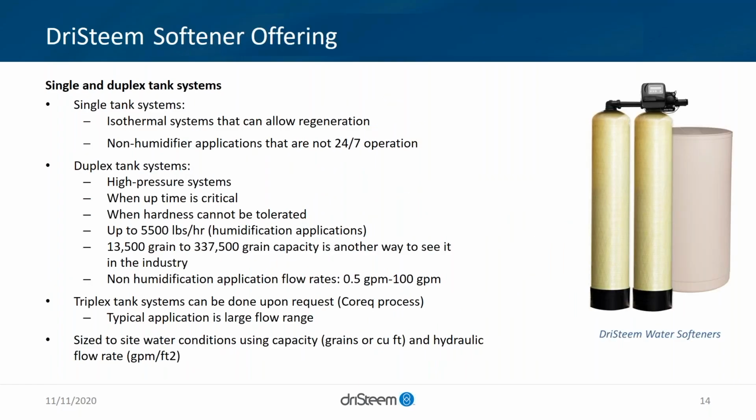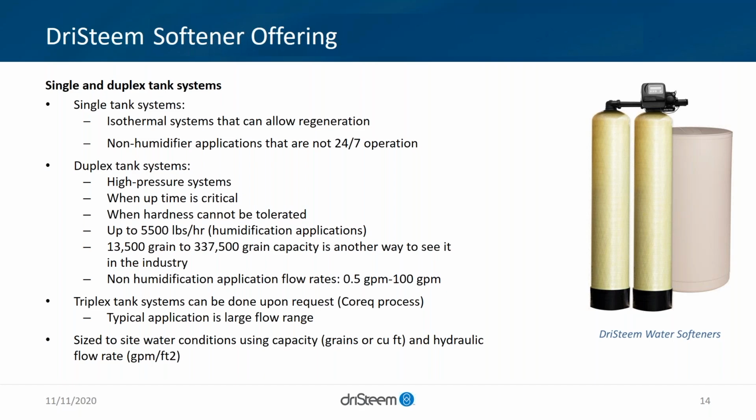We have 2 different ways of looking at this. The first way is single tank systems. These are great systems from an economics perspective of systems that don't need soft water all the time. And the question is, well, how do I know if I need soft water all the time? It's essentially based on your desired for your water treatment. And if your application is not 24/7 and you have time at the middle of the night to regen this thing, that might be a great application for you.